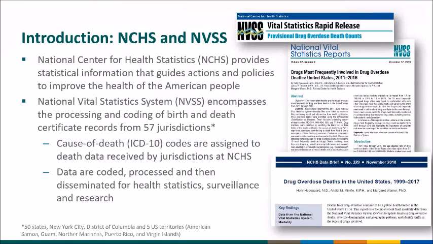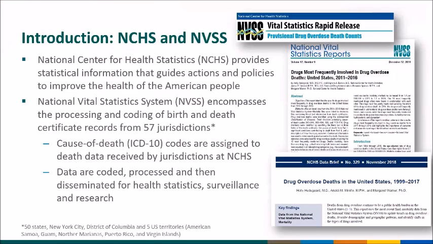But ultimately, I wanted to give an introduction to the National Center for Health Statistics, which provides statistical information that guides actions and policies to improve the health of the American people. And we manage several data systems, one of which is the National Vital Statistics System, which encompasses the processing and coding of birth and death certificate records from 57 jurisdictions, which includes the U.S. states, New York City, District of Columbia, and 5 U.S. territories. And for the mortality component, when we're assigning cause of death information, we categorize them using ICD-10 codes, and after the coding, process this information and disseminate them for health statistics, surveillance, and other research purposes.